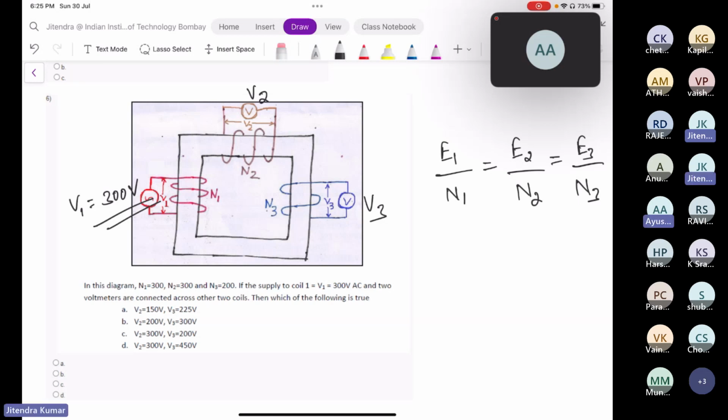Sir, option number C will be the correct answer. Option number C, okay. So for the time being, I am checking option number C. We will revisit this. Yes, transformation ratio or turns ratio, whatever you say.